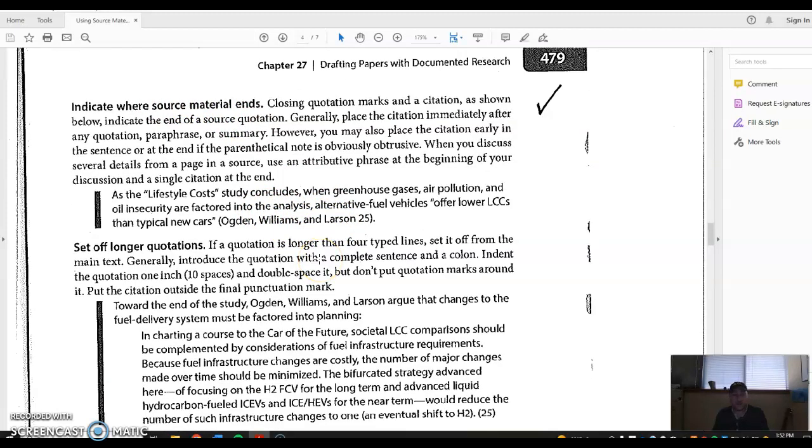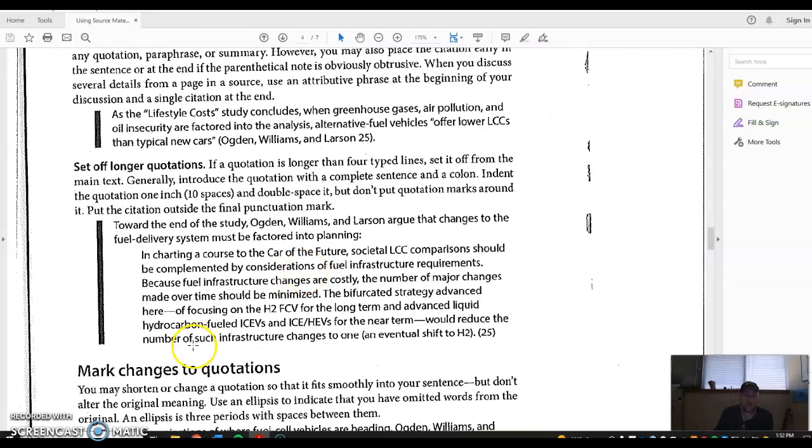So you've got to have both, okay? Pretty much nobody formatted the block quotations correctly. This is how you do that. So just please do your due diligence in rereading this particular resource.